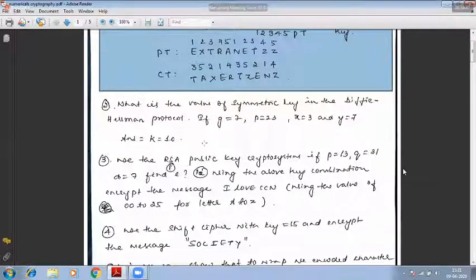Yes, the next question is, he's asking you to calculate the value of the symmetric key using the Diffie-Hellman protocol. Given your G is, it's not G, actually it is Q, sorry. Q is 7. I hope you know Q is a prime number. And what is P? P is nothing but a primitive root. P is 23. X is 3. What is X? Yes, anybody? What is X?